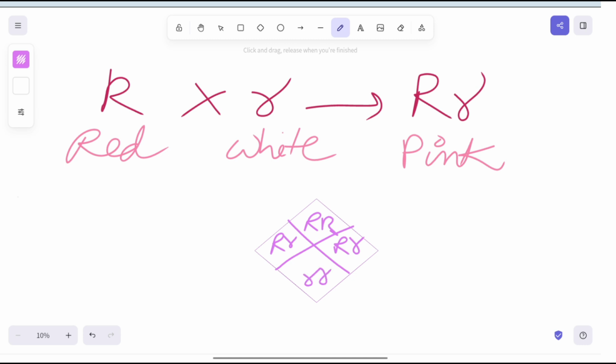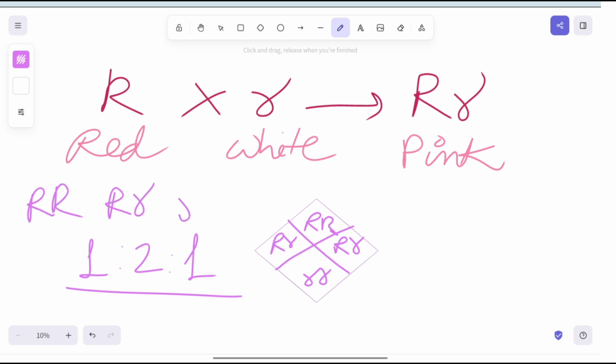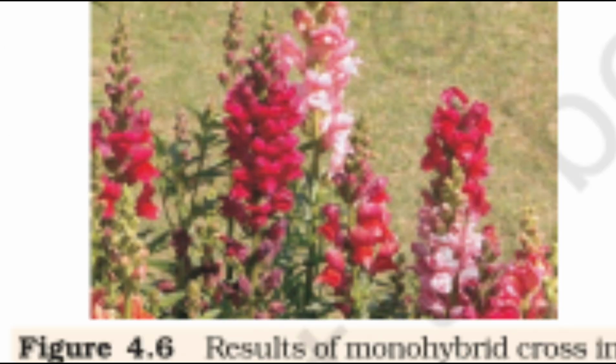Then the F2 generation: when the pink plant is self-pollinated, the phenotypic ratio that we get is 1:2:1. That is 1 red, 2 pink and 1 white. The genotypic ratio that we get is 1 capital R capital R, 2 capital R small r and 1 small r small r, same as that of the monohybrid cross. But always remember here the ratio is 1:2:1. In incomplete dominance, the heterozygous looks different from both parents, not like the dominant one, and it is a blend. The figure shows the red, pink and white snapdragon flower example.